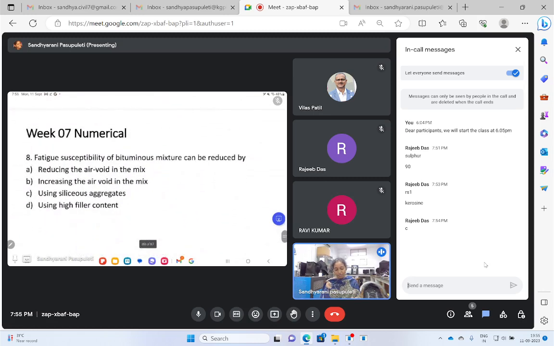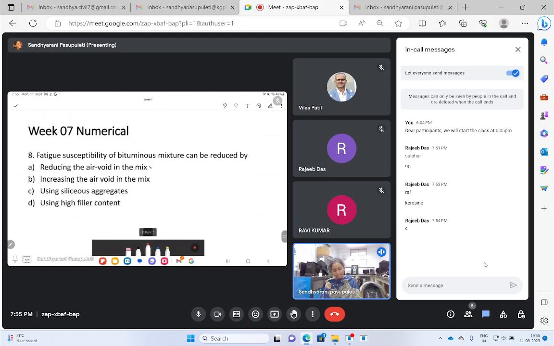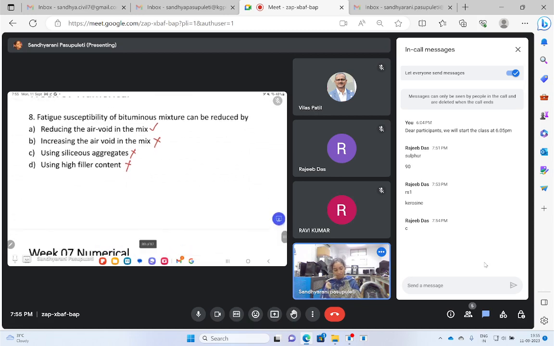Fatigue susceptibility of bituminous mixture can be reduced by. So if I want to increase the fatigue resistance, reducing the air voids. Yes, this is correct. Let us see, is there any other? Increasing the air voids, wrong. If you increase the air voids, aging will be increased. Using siliceous aggregates. No, the type of aggregates will not give any improvement. Using higher filler, no. So if you reduce the air voids, you can reduce the susceptibility.